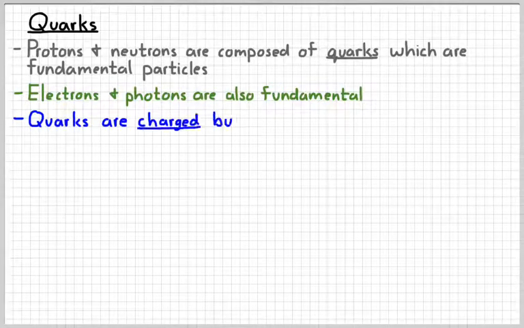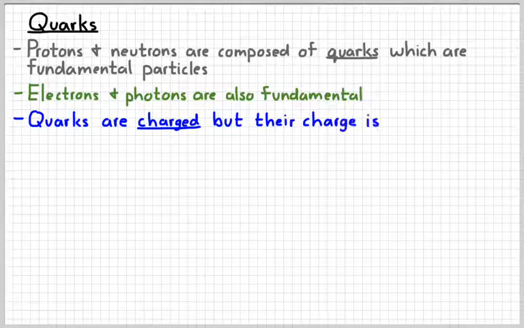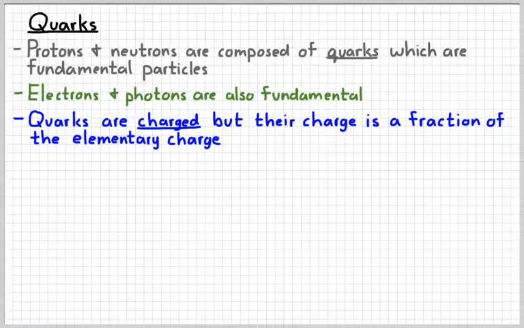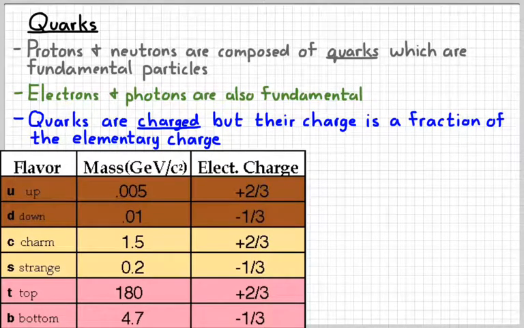Quarks are charged, but their charge is a fraction of the elementary charge. Remember, the elementary charge is the charge on a proton, which is 1.6 times 10 to the negative 19 coulombs. So as a simple example, here is a chart giving you the properties of different quarks. Different quarks are referred to as having different flavors, which is kind of weird. And the whole naming thing behind quarks is just weird in general.